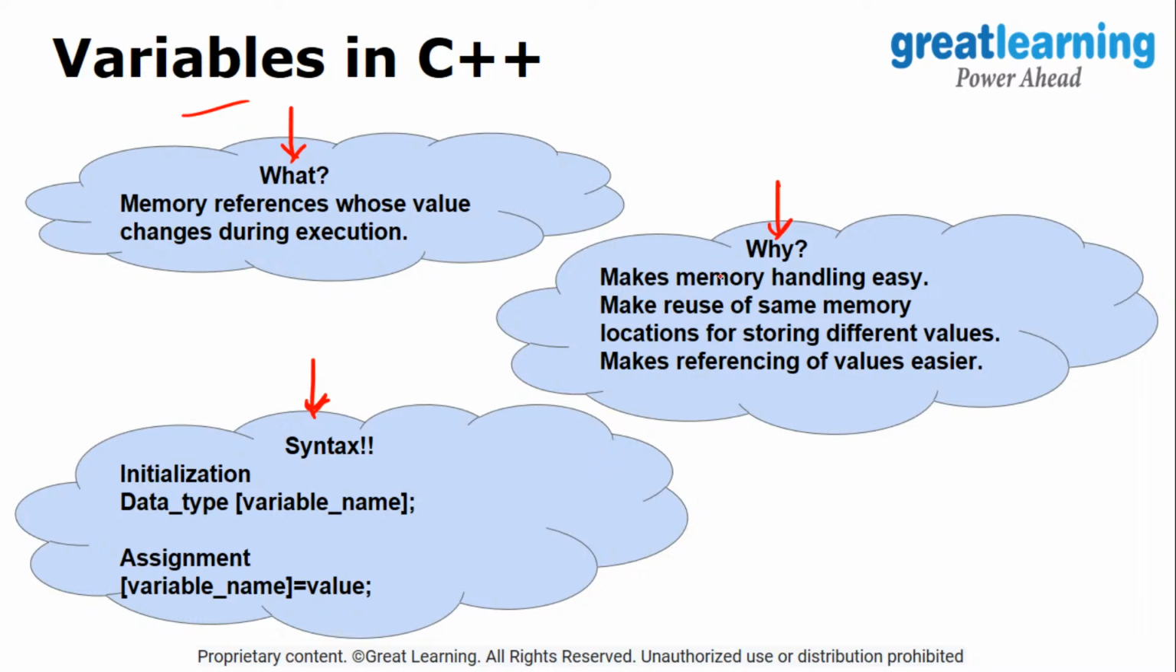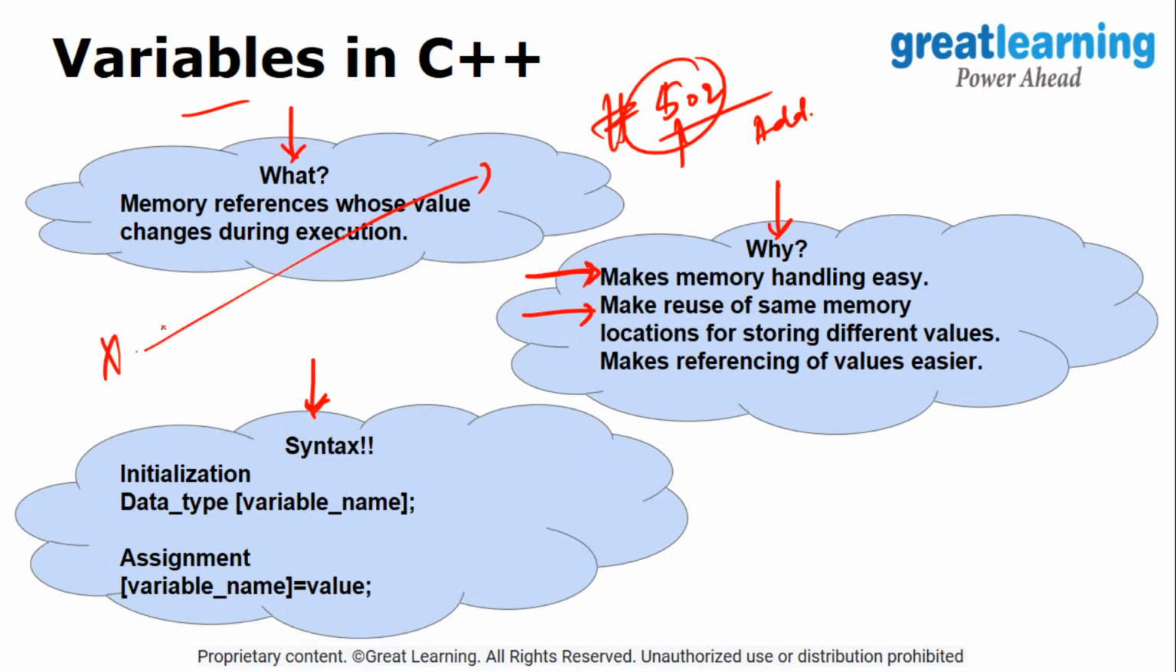And now why is it important? Because it makes memory handling easy. Now you're not directly accessing 502, which is a hexadecimal number, the address of the memory. You're having a much easier way to handle that memory with the help of this variable. It makes memory accessing easy, and you can reuse it. Now you have this x that is referring to this memory location.